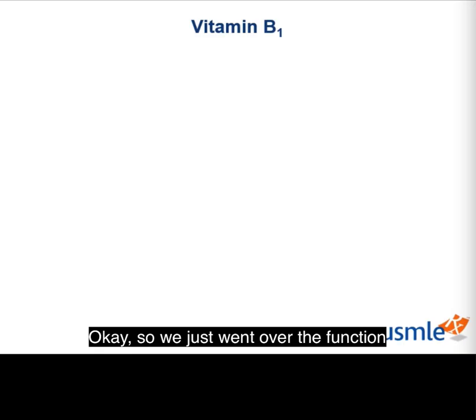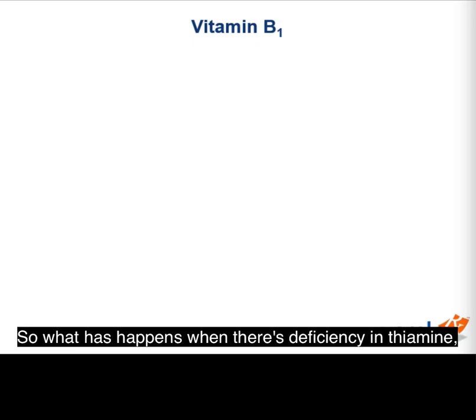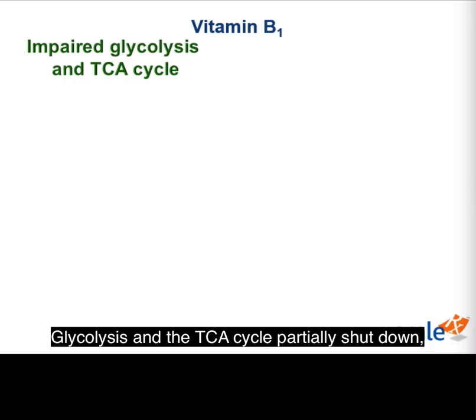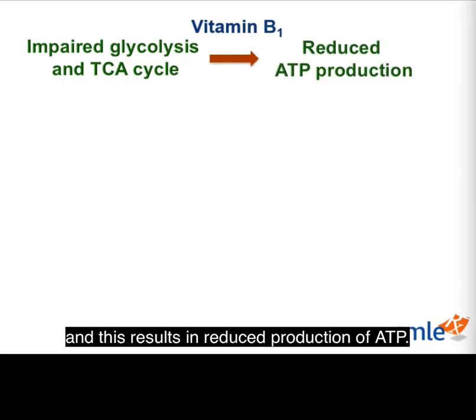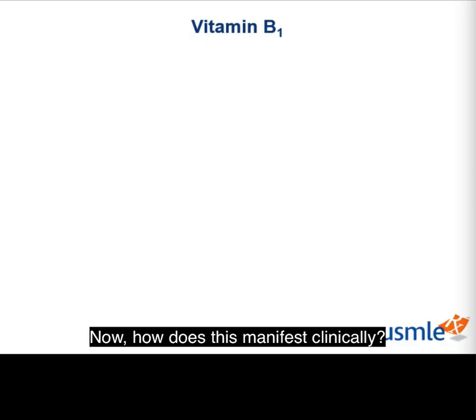Okay, so we just went over the function of thiamine through TPP. As you just saw, TPP is an important cofactor for so many different reactions. So what happens when there is a deficiency in thiamine and therefore a lack of TPP? When B1 is deficient, these enzymes can't function. Glycolysis and the TCA cycle partially shut down, and this results in reduced production of ATP. Now, how does this manifest clinically?